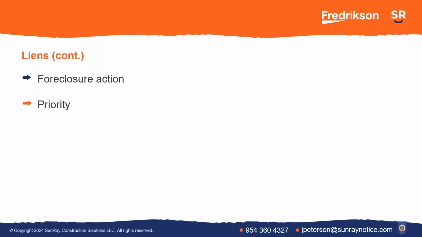And the priority of which liens get paid first on a project is dictated in Minnesota by the order in which you started your contributions to the project. So it doesn't matter who files their lien foreclosure action first. That's not how priority is determined for who gets paid out of the proceeds first. It's who did work first on the project.